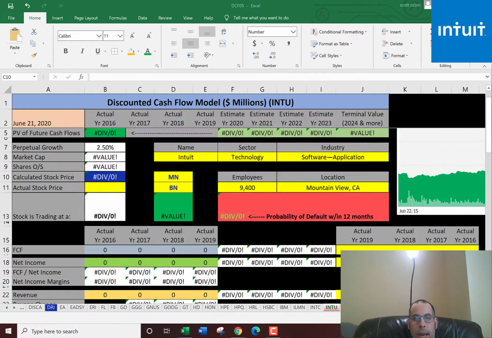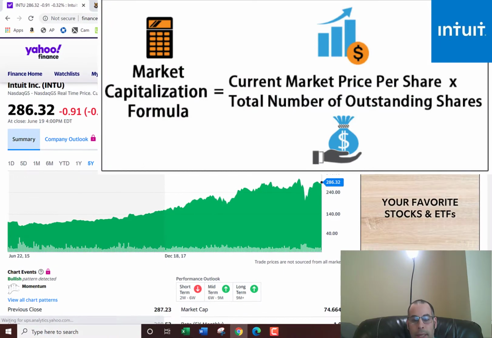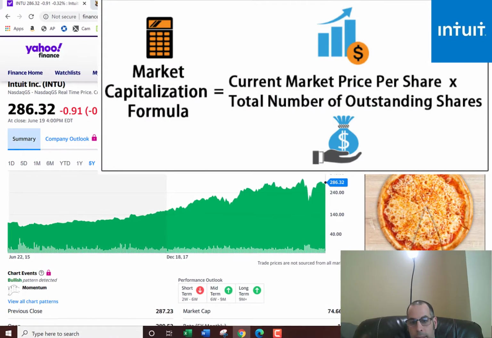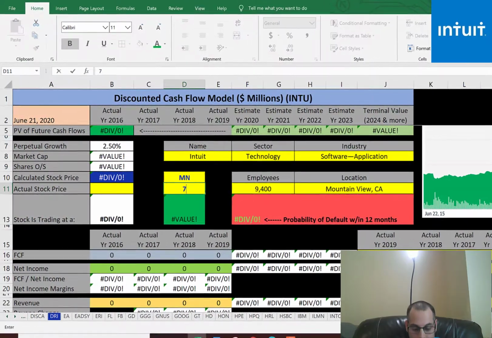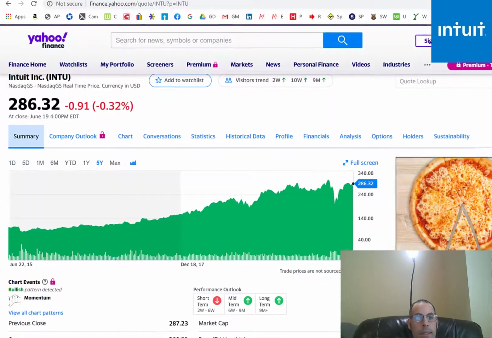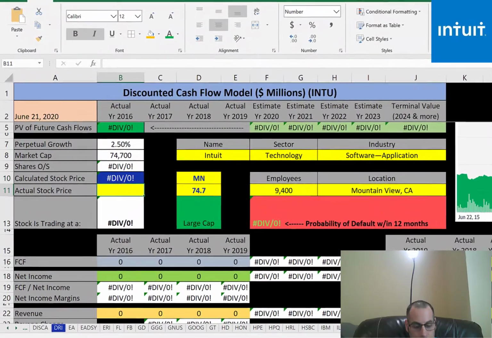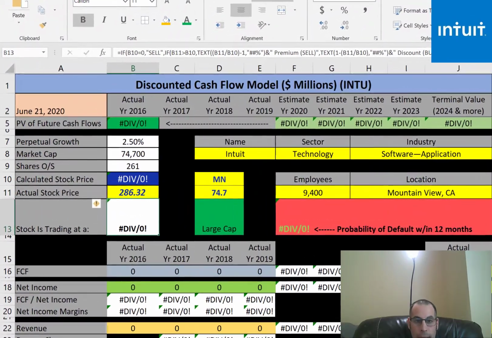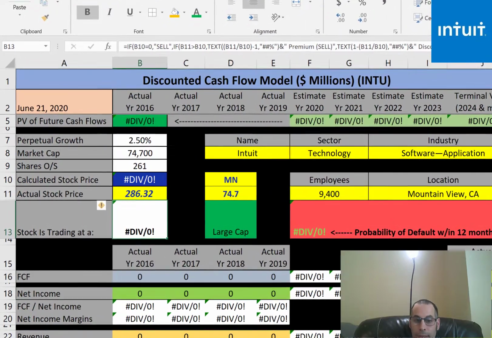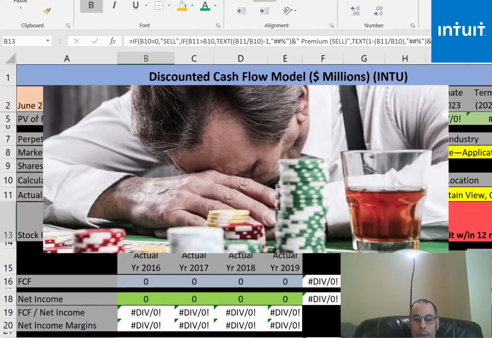First, we need the market cap, and it's $74.7 billion. So it's a pretty good sized company. And then we need a stock price, 286.32. And I generally like to invest in larger companies. They're much more safe and secure. I feel it's gambling when you invest in a company that's only a few $100 million.